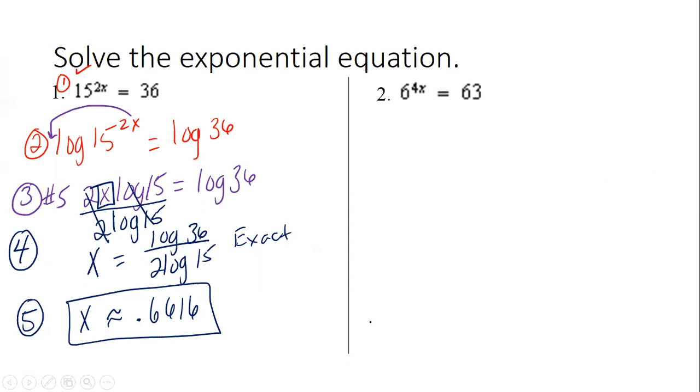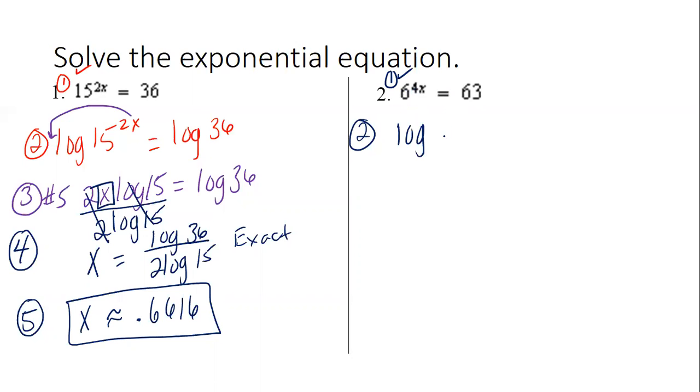How do we feel about the 5 steps so far? Doable? All right, so we're gonna go through them again on number 2. So again, step 1 is you wanna make sure there's only single terms on both sides, which there are. Check.